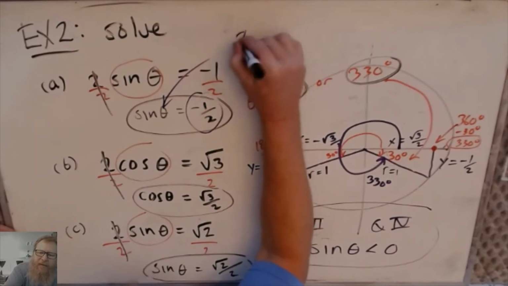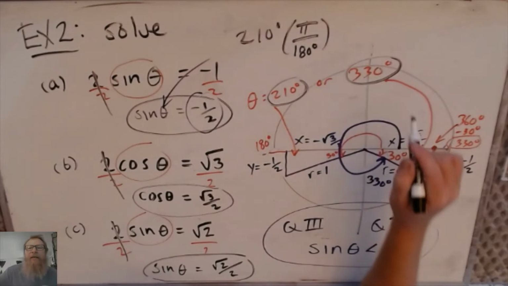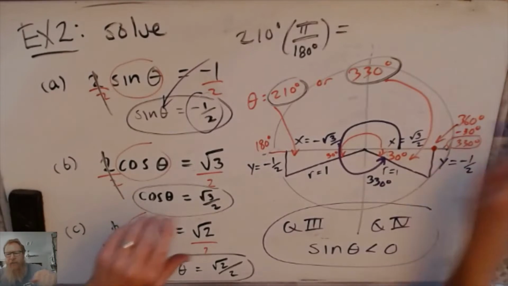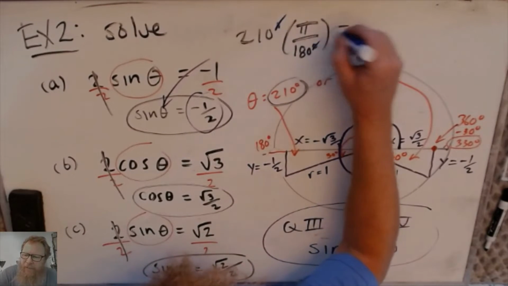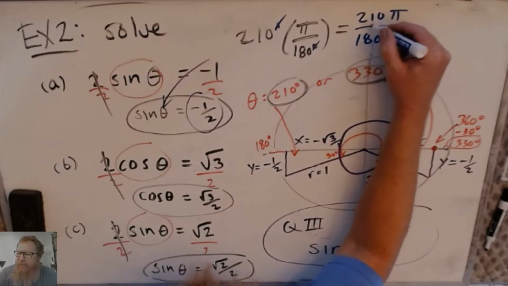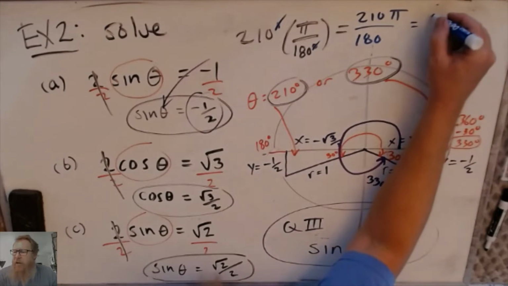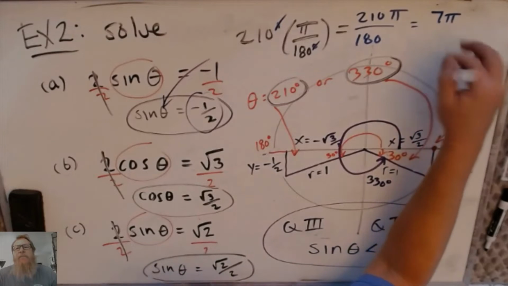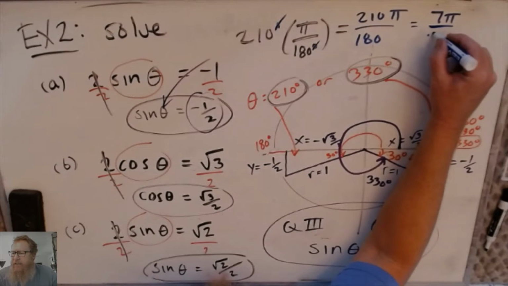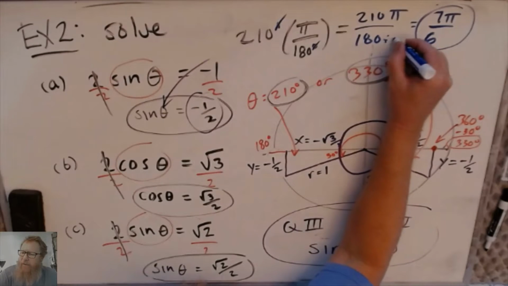So 210 degrees, you're going to multiply by pi over 180. If you don't know how to do this mentally, you can do it mechanically. Literally solve, cross off the degree symbols. So you get 210 pi over 180. Divide those. 210 is divisible by 30 7 times, and 180 divided by 30 is 6. So 7 pi over 6. Just divide these by 30.